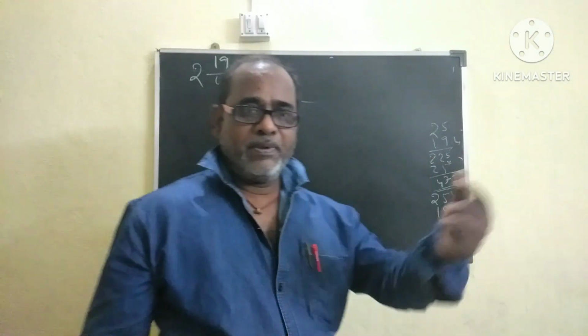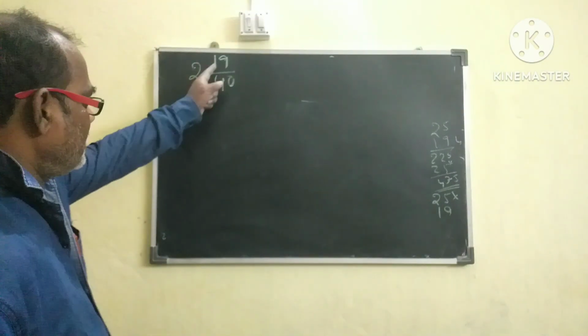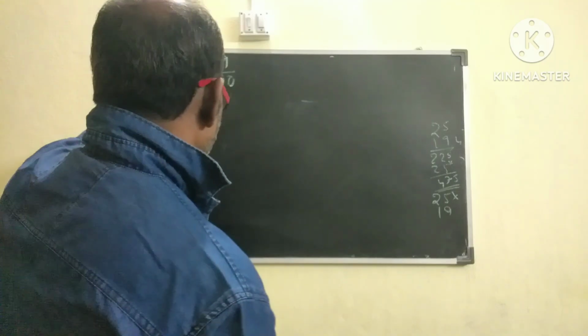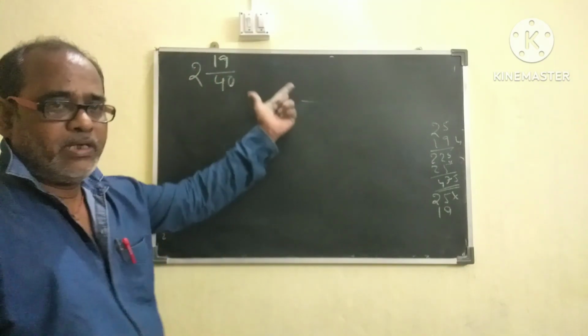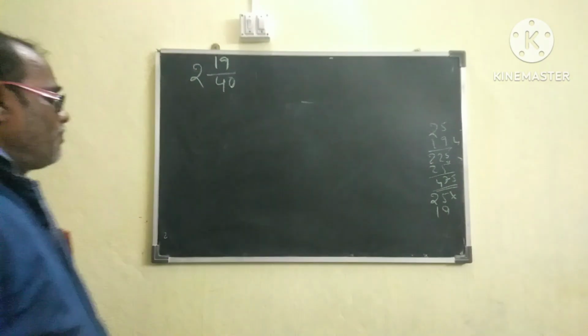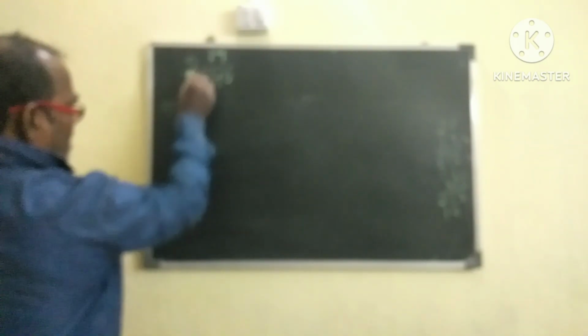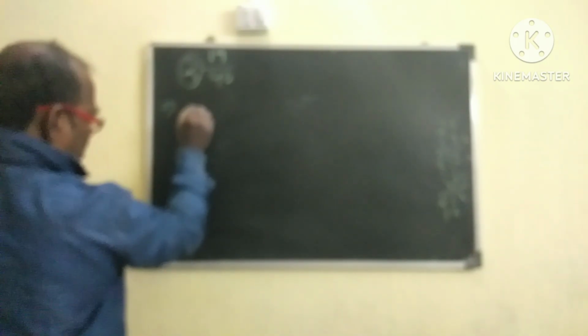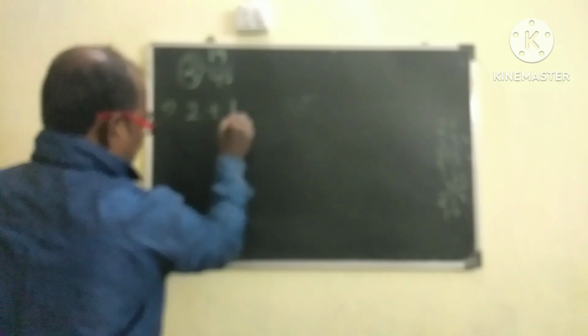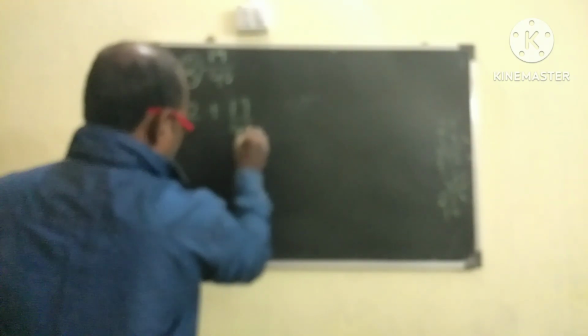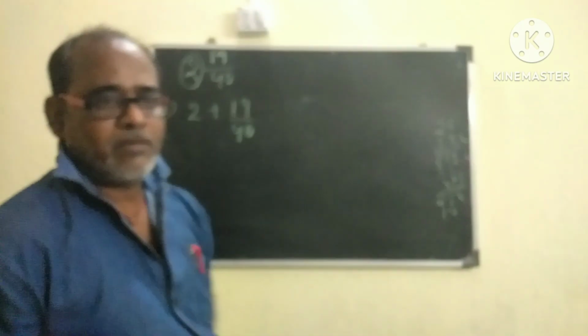One more question, a typical type of question in your book: 219 by 40. We have to simplify this and write it in decimal form. So first, this can be written as what? This is the whole part, so you can write here 2 plus 19 by 40. 50% of your work has become easy.